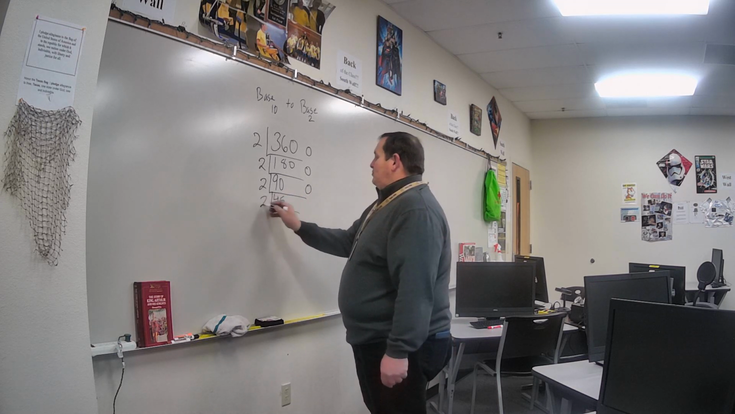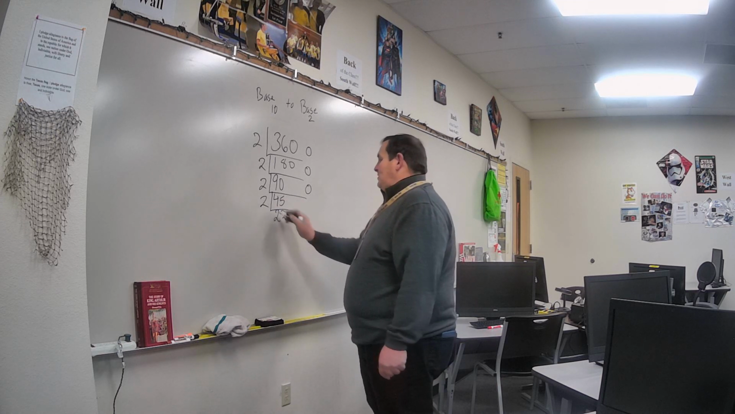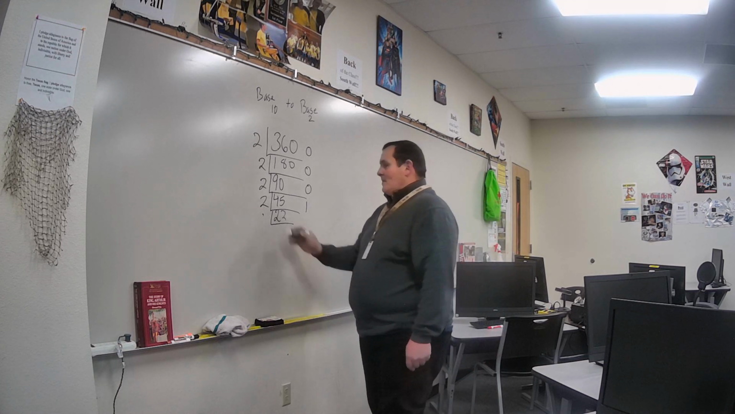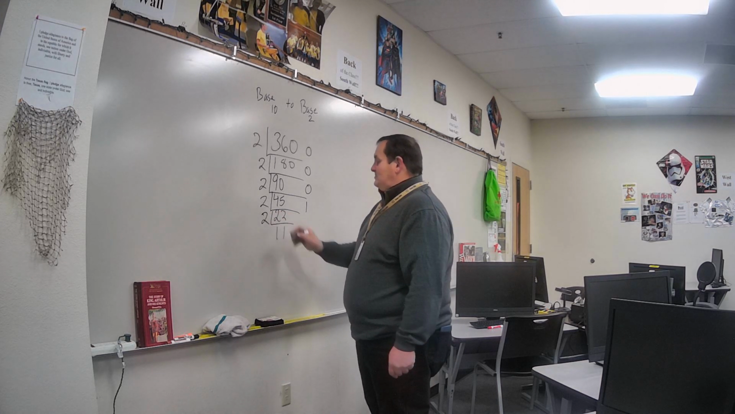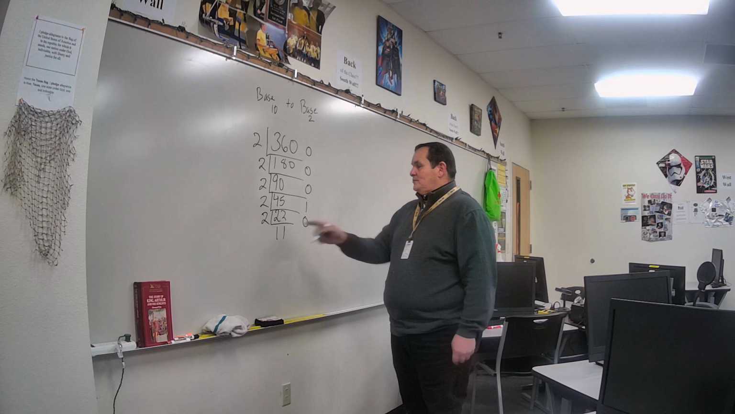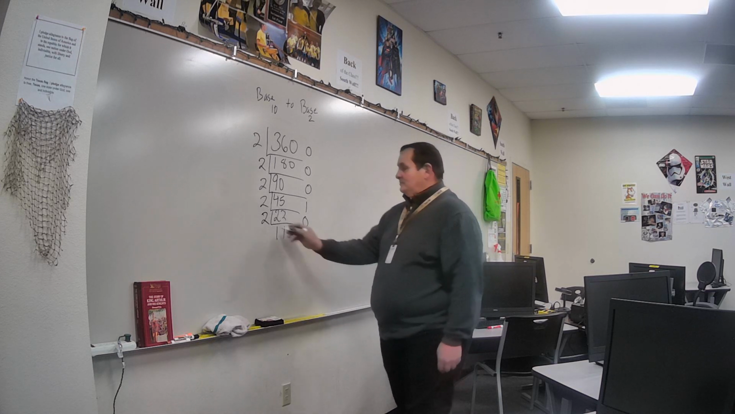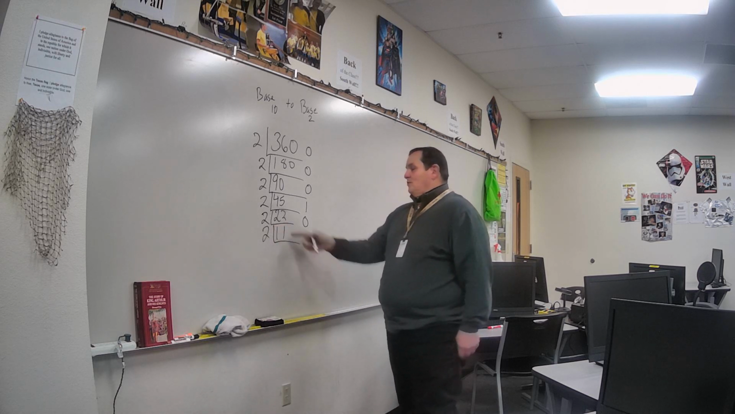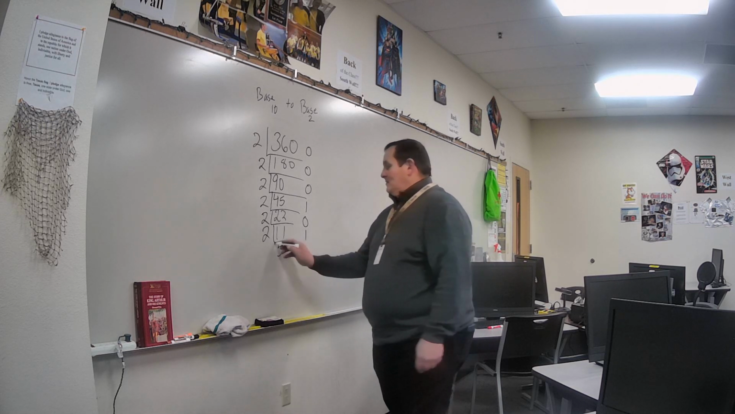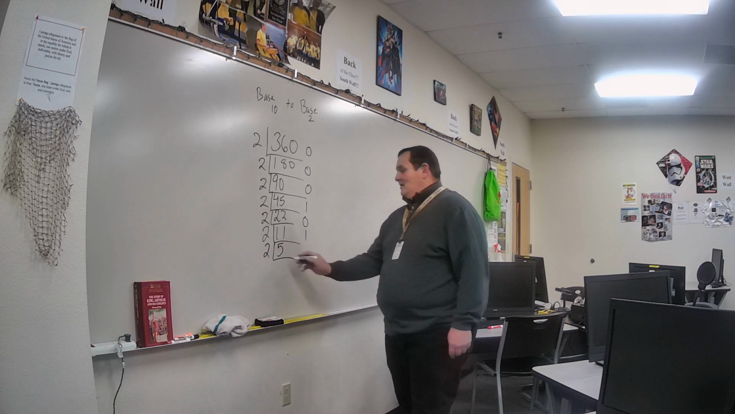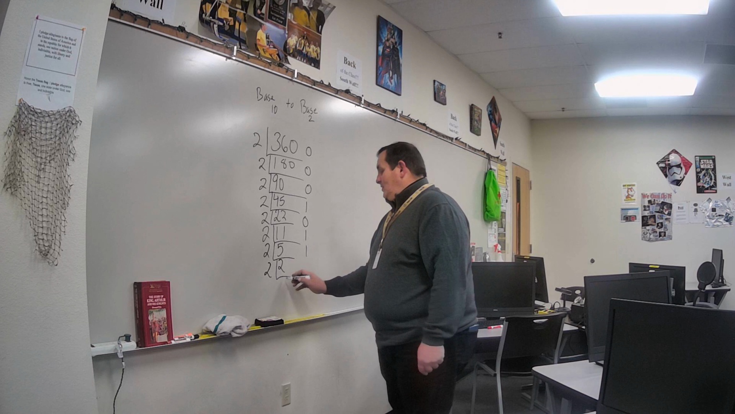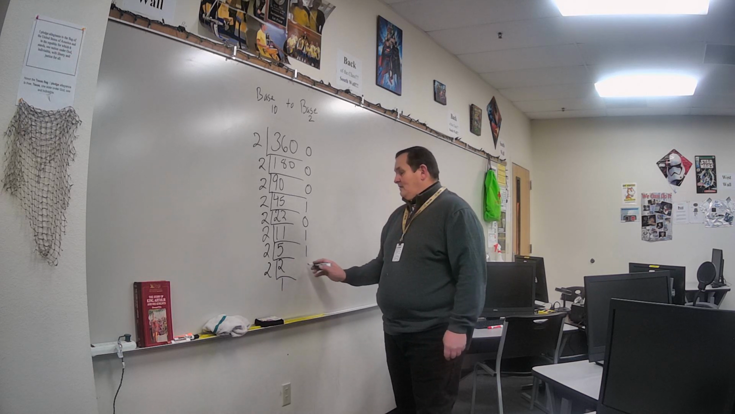And keep going. 2 will go into 45 how many times? 22 times with a remainder of 1. 2 will go into 22 11 times with a remainder of 0, right? 2 times 11 is 22. All right. I don't know why I got hung up on that. 2 will go into 11 5 times with a remainder of 1. 2 will go into 5 2 times with a remainder of 1. 2 will go into 2 1 time with a remainder of 0.